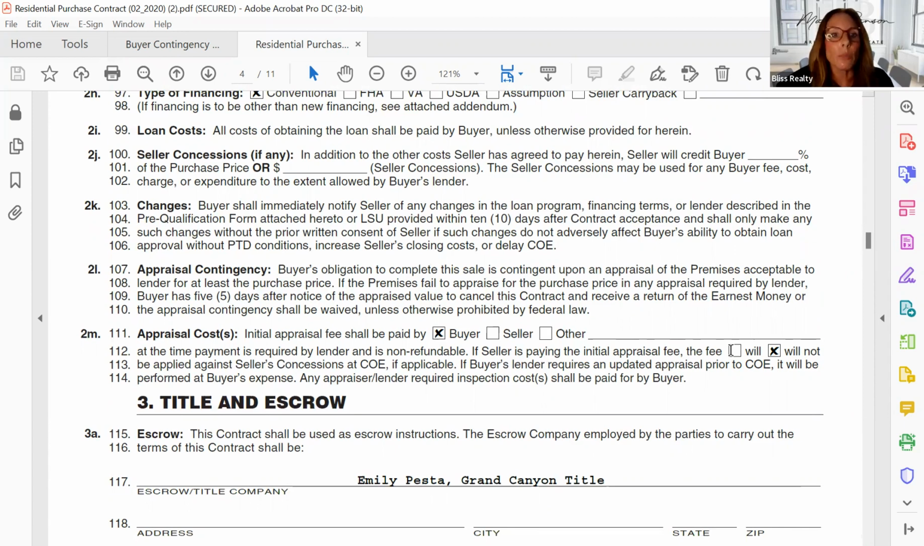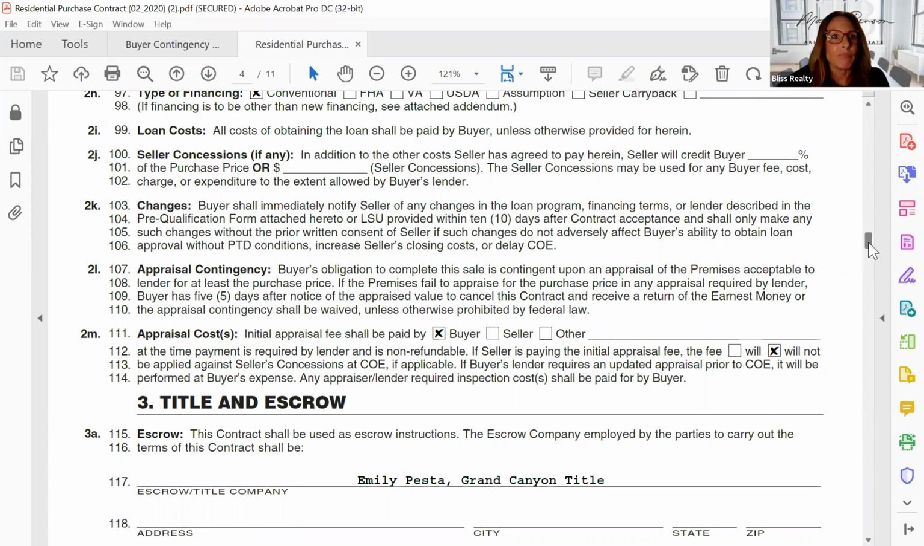The fee will be applied against the seller's concessions, because now your buyer is being credited back what they paid for the appraisal. Super important. Before, we were just checking will not because we weren't asking for any concessions. But if you're asking for concessions, then why not try to get credited back your appraisal fee? Just saying. So this is a really fun box, and a lot of agents never think to even look at it. But I don't know, I like it.